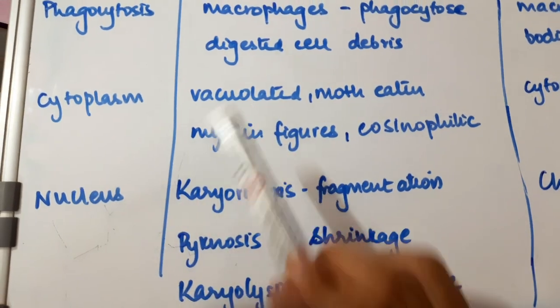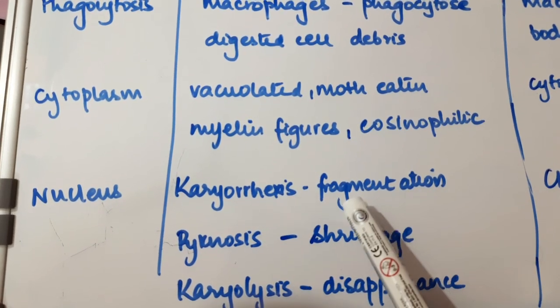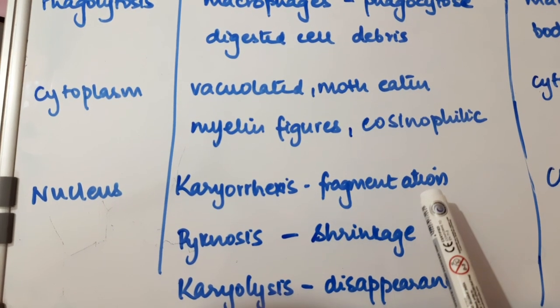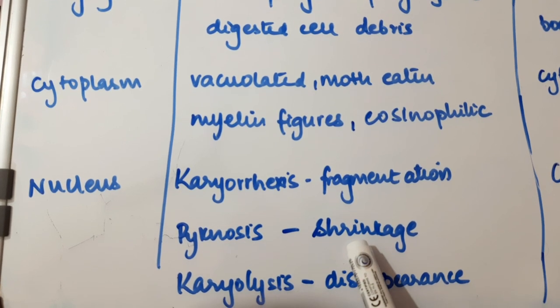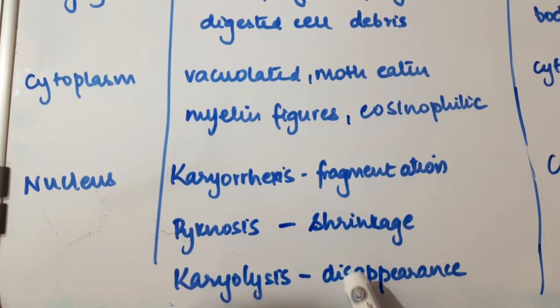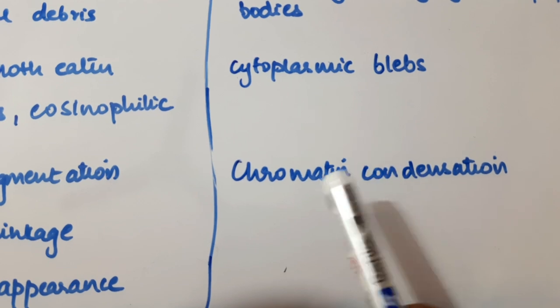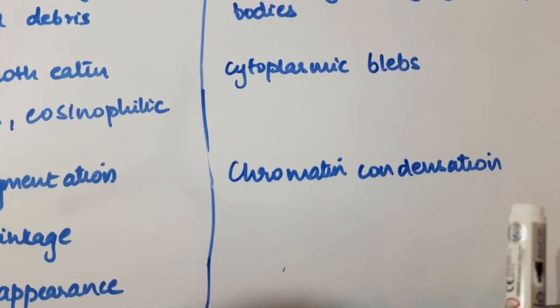If we look at the nucleus in necrosis, it will show karyorhexis. Karyorhexis means fragmentation. So the nucleus will appear fragmented. In pycnosis, the nucleus will be shrunken, and karyolysis means complete disappearance of the nucleus. Whereas in apoptosis, we will see a chromatin condensation. This is the characteristic feature of apoptosis.